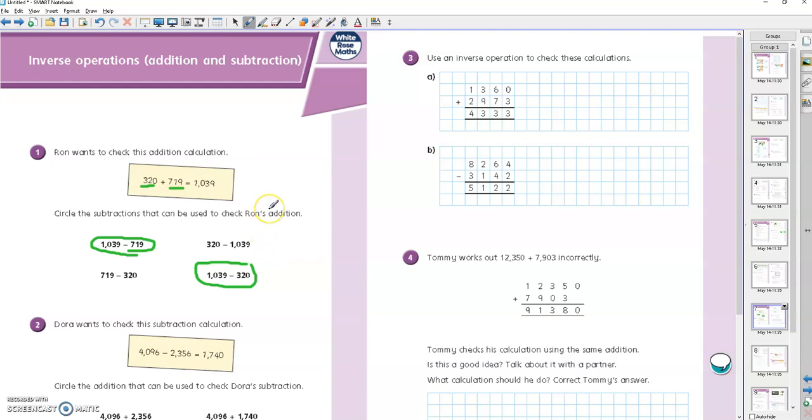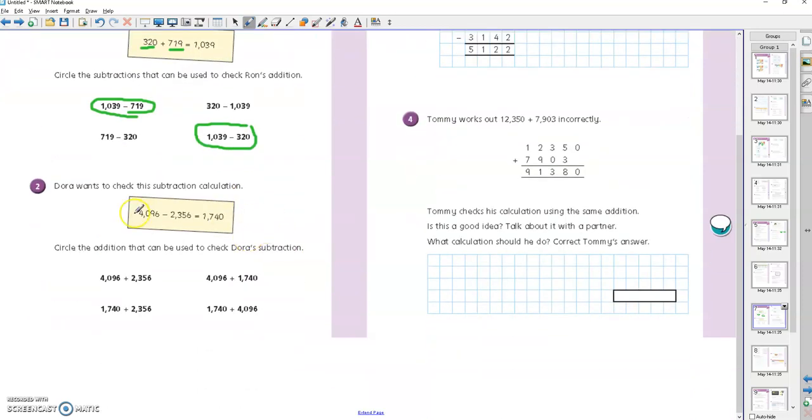We try to think of these as number families. So you could do 320 plus 719 equals 1039. You could also do 719 plus 320 equals 1039. That's two additions, and you could do two subtractions. You can do 1039 take away 719 equals 320, and you could do 1039 take away 320 equals 719. So for each calculation, there are usually four ways of doing it for addition and subtraction, and that's what we mean by the inverse operations.